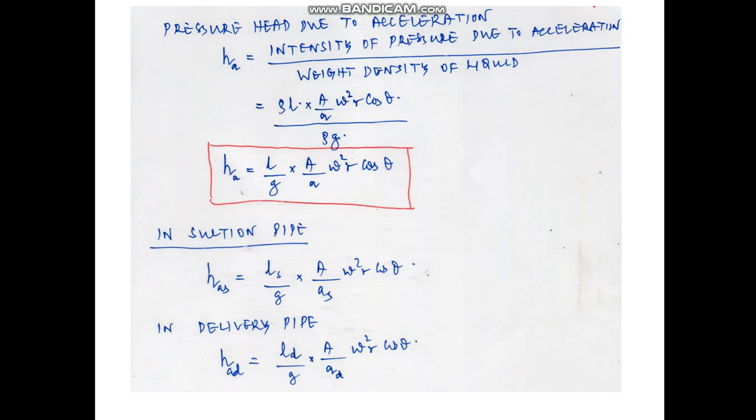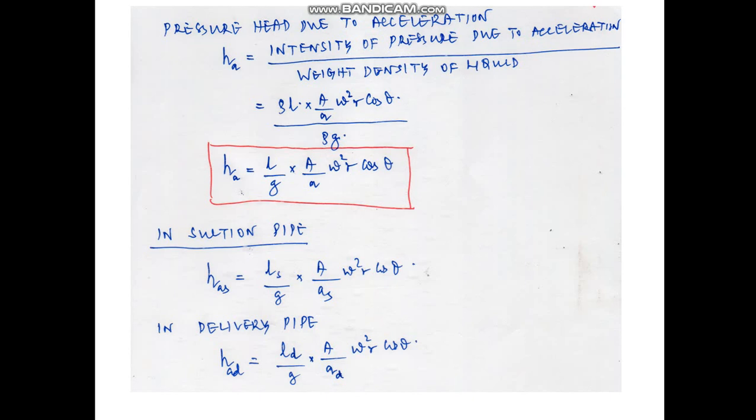And if you take suction and delivery pipe separately, for suction pipe you put the suffix s, delivery pipe you put the suffix d. So the acceleration head in the suction pipe, HAS, Ls by g, A by as, omega square r cos theta. The acceleration head in the delivery pipe, HAD, Ld by g, A by ad, omega square r cos theta. So this derivation is very important. This will be useful in coming discussions, and there can be problems based on this.